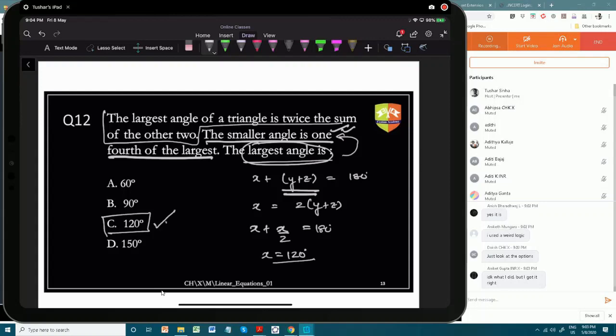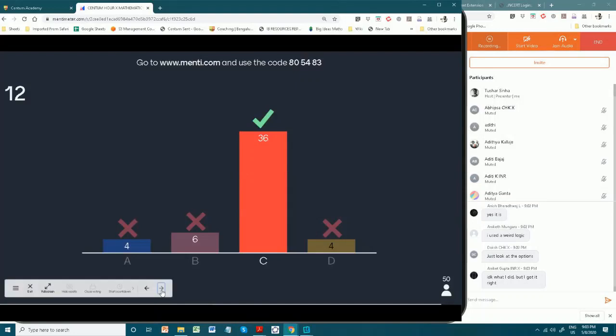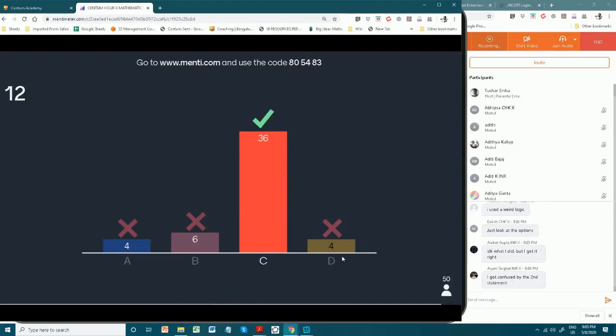So this is the correct answer. Thankfully, most of you have got it right, but not all. That's surprising again. That was the intent of the question, Aryan, so that the examinee gets confused. They will deliberately try to confuse you.